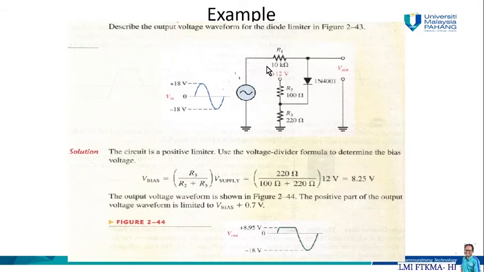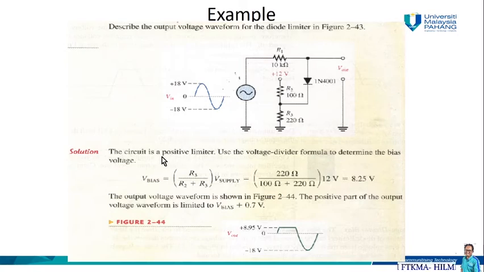Let's take a look at one example of output voltage waveform. So we have a circuit. The input voltage has a peak voltage of 18 and minus 18. R1 is 10 kilo ohm. We have a positive V supply of 12 volt, R2 is 100 ohm, R3 is 220 ohm, and we have a diode 1N4001.